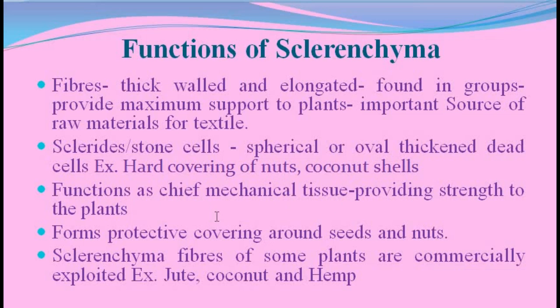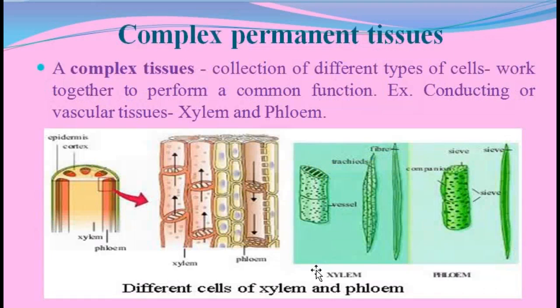Sclerenchyma functions as the chief mechanical tissue which provides strength to the plant. They form the protective covering around the seeds and nuts, and sclerenchyma fibers of some plants like jute, coconut and hemp are of commercial importance.